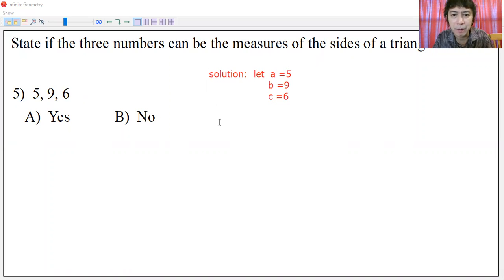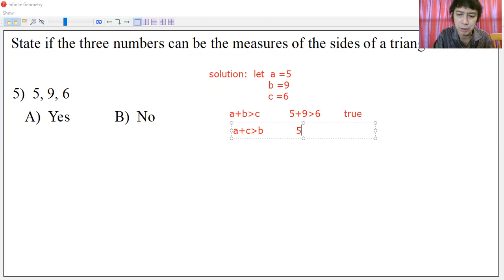Let's use the tests. Is A plus B greater than C? We are going to use 5 plus 9 greater than 6. That's true, 14 is greater than 6. Next, is A plus C greater than B? We have 5 plus 6. Is 5 plus 6 greater than 9? We're going to find out. That's 11 versus 9.